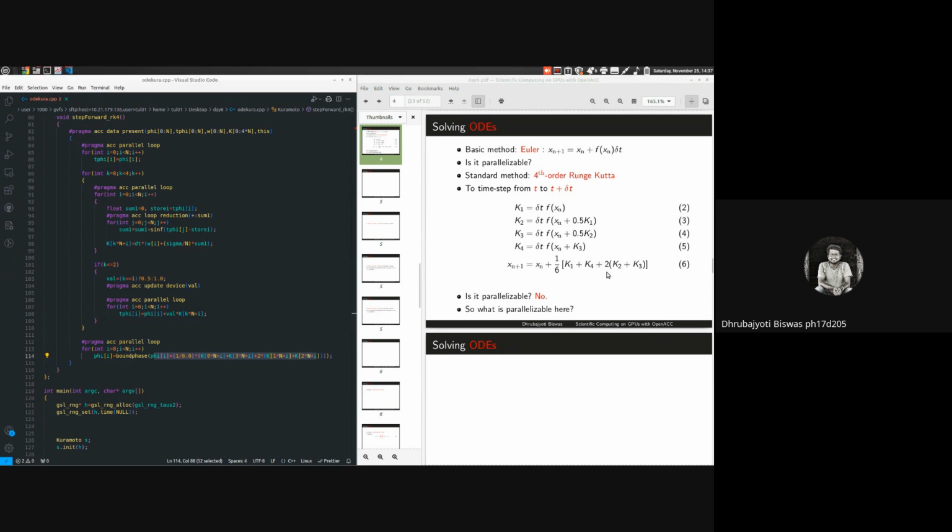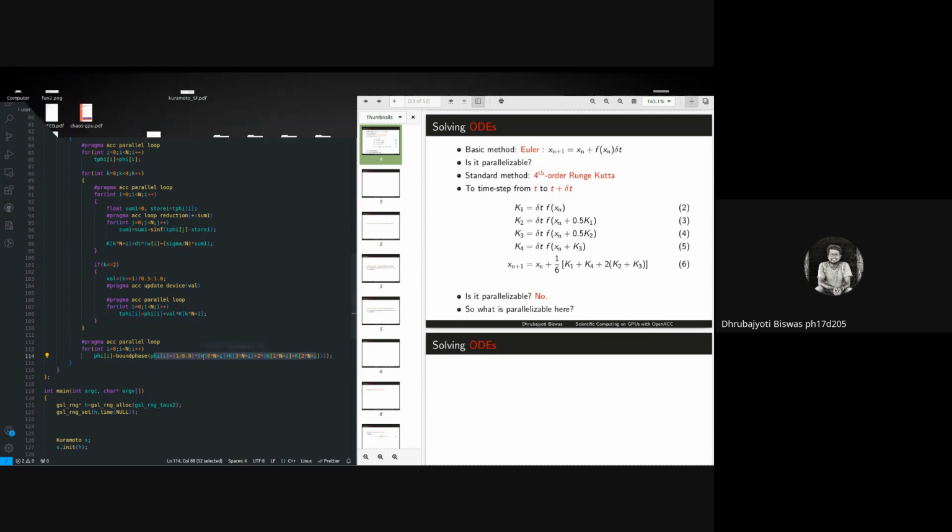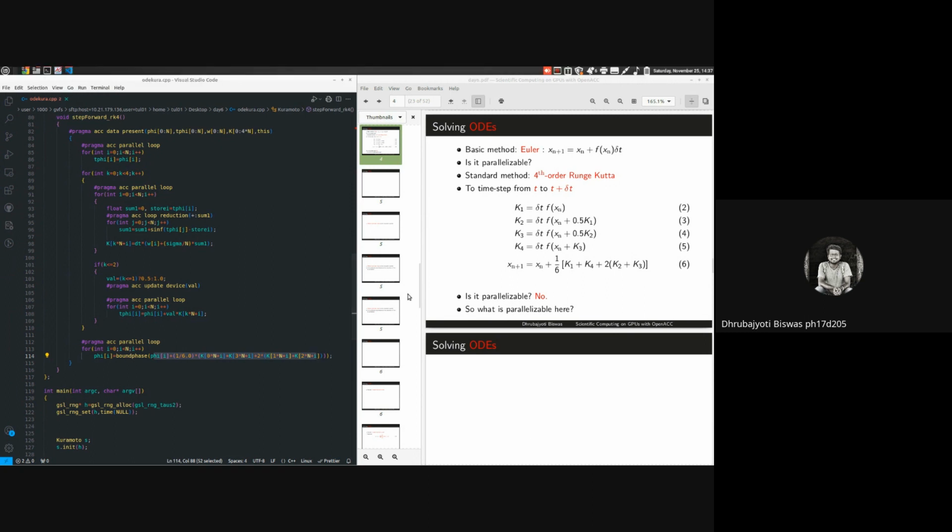So k1, k4, k2, k3. So you have k0, k3, k1, k2, because in the C programming notation it begins with 0. So I have used that. But here what is k1 is here k0, what is k4 is k3, and so forth. So this is what I have used.